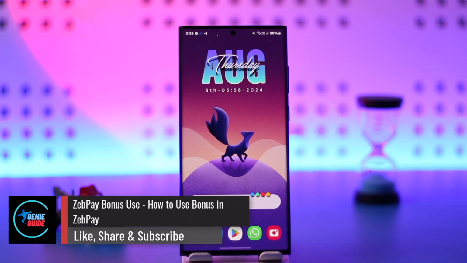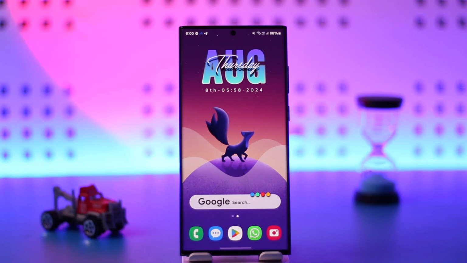ZebPay bonus use. How to use bonus in ZebPay. Now, ZebPay offers various bonuses such as sign-up bonuses or promotional offers. These bonuses are typically credited to your ZebPay wallet and can be used for trading cryptocurrencies on the platform. Now, here's how you can generally use bonuses in ZebPay.